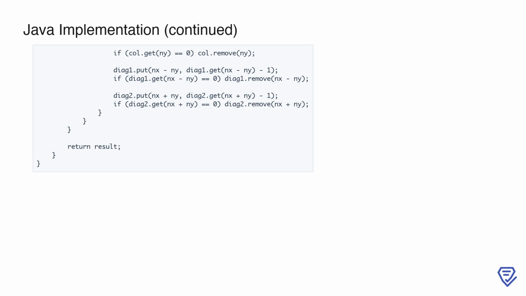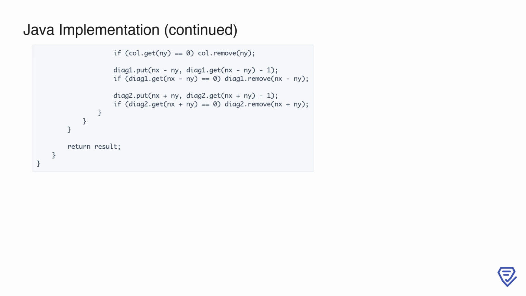Finally, we complete the process of turning off the lamps by continuing to decrement the counts for the diagonals, diag1 and diag2, in addition to the row and column. If the count for any diagonal reaches 0, we remove it from the respective hash map to keep our data structures clean and efficient. By iterating through all the queries and updating the illumination status dynamically, we ensure that the solution handles each query correctly.